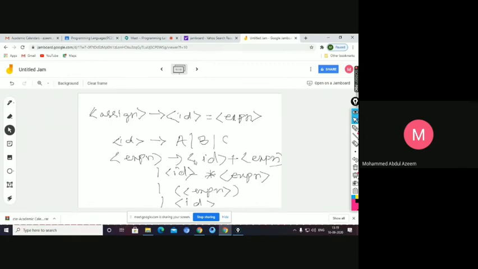So for right recursive grammars, you use leftmost derivation. For left recursion, you use rightmost derivation. I hope it is clear to all of you. If you have any doubts, you can raise them. Otherwise, we'll stop here. We'll then see in the next class how to generate the parse trees from the derivation.